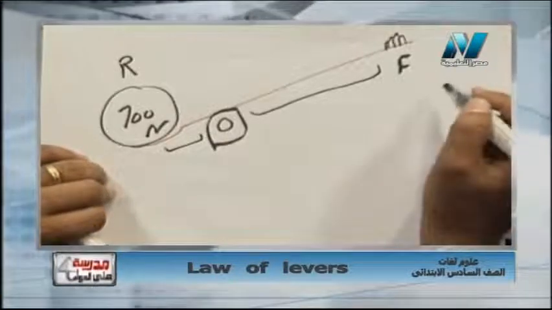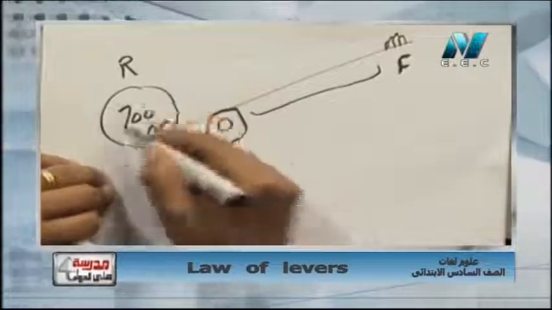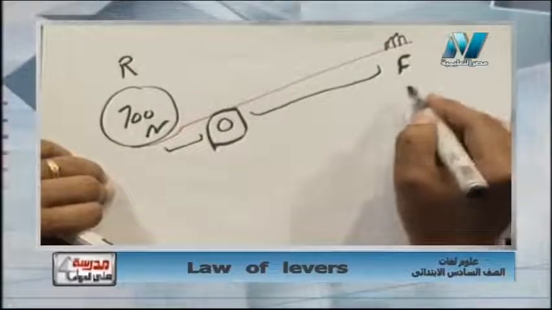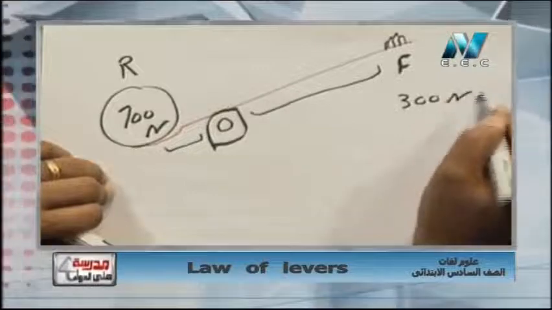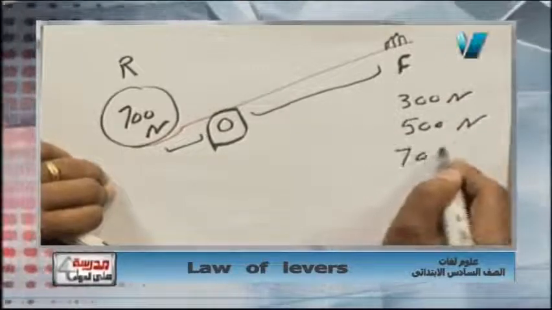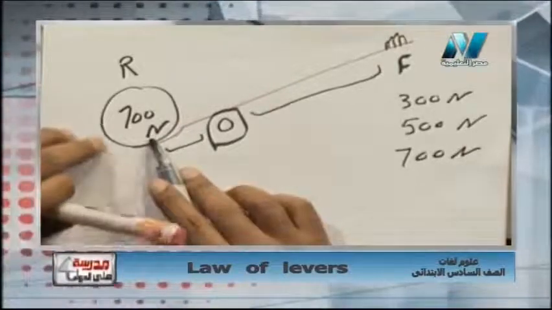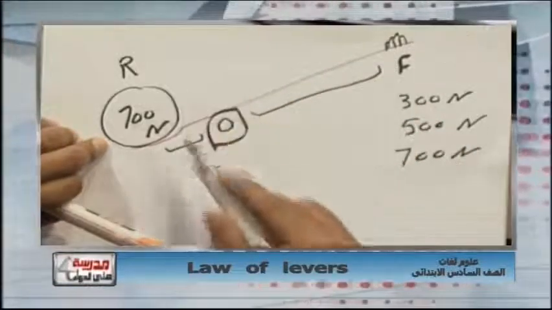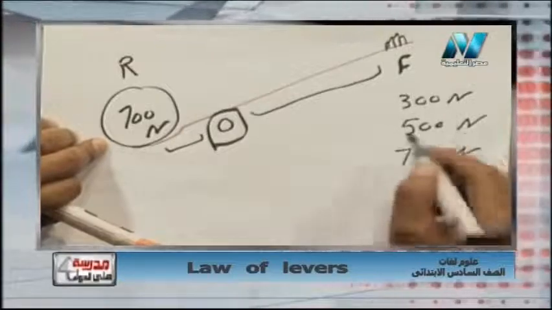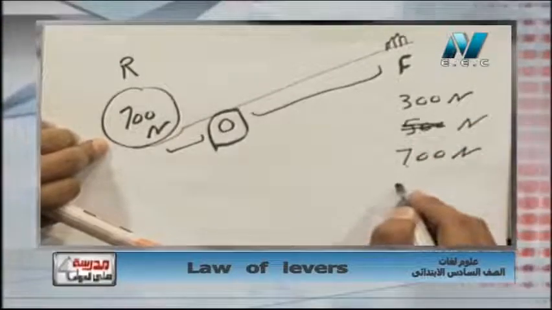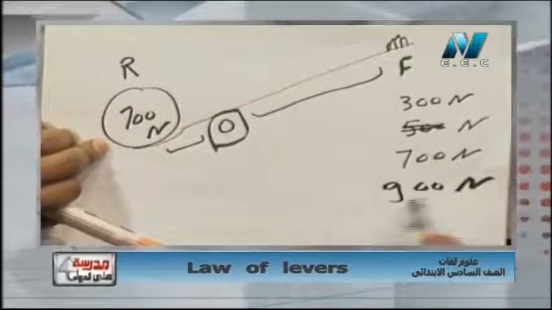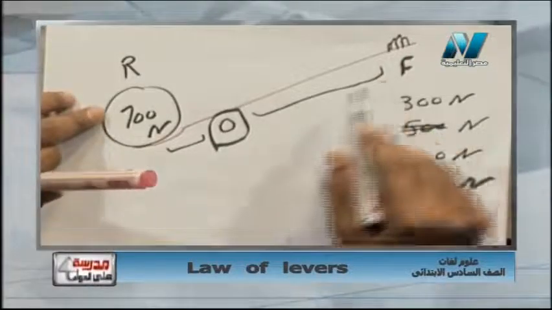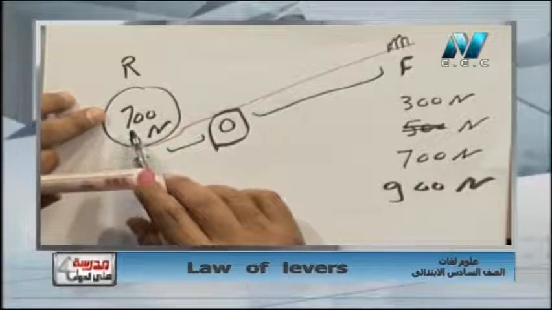Okay, let's imagine and discuss if this resistance is 700 Newton. Do I need to exert effort of 300 Newton, maybe 500 Newton, maybe 700 Newton to move this resistance? Which is the suitable answer? If I say 700 Newton, it doesn't conserve effort. If I say 900, no, it used more effort force to move this small resistance.